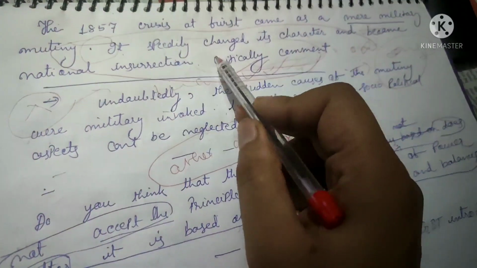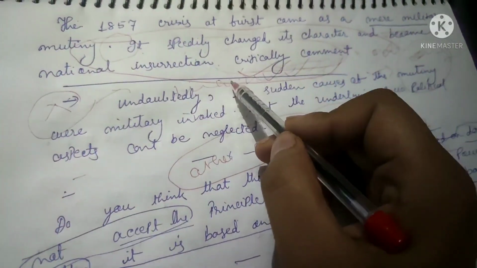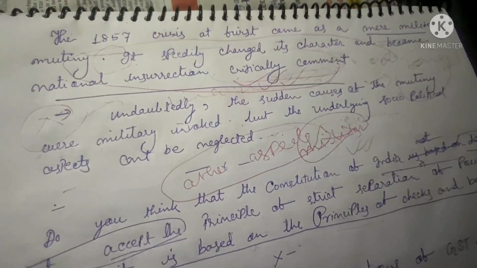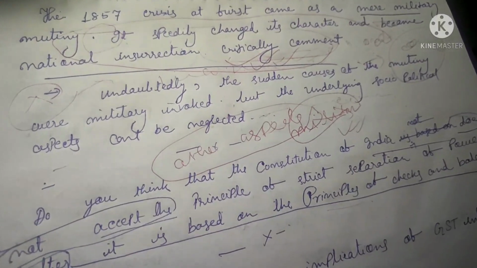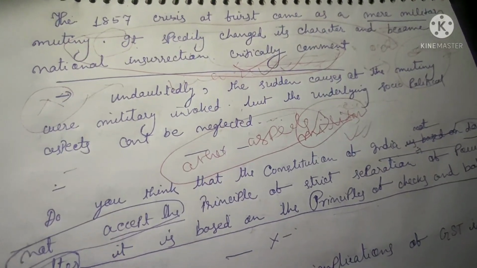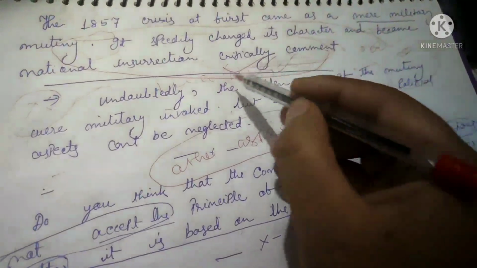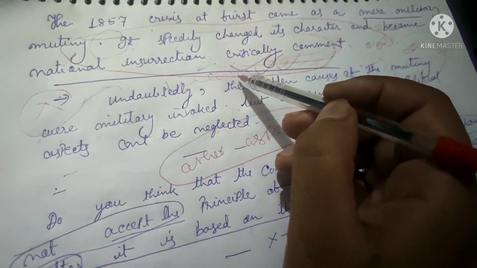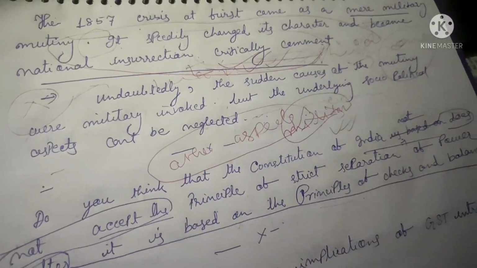And again, in this line, what will be the reverse point? That it speedily changed its character and became a national insurrection. We all know that though the 1857 mutiny was a kind of national insurrection, there are still some lackings for which it cannot be totally considered a national mutiny. So what are those points? While accepting that the 1857 crisis was a national insurrection, you have to show some limitations also towards the end of the answer.